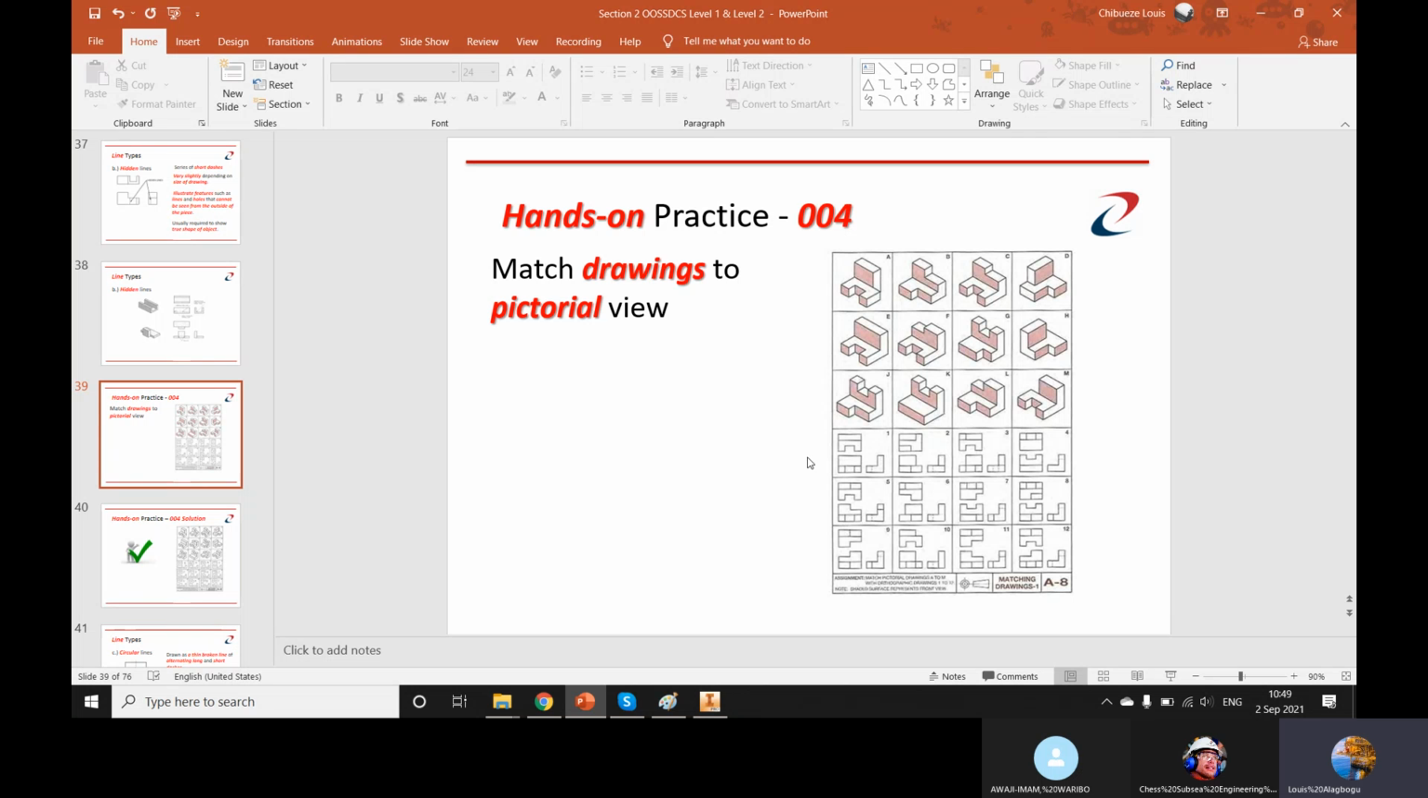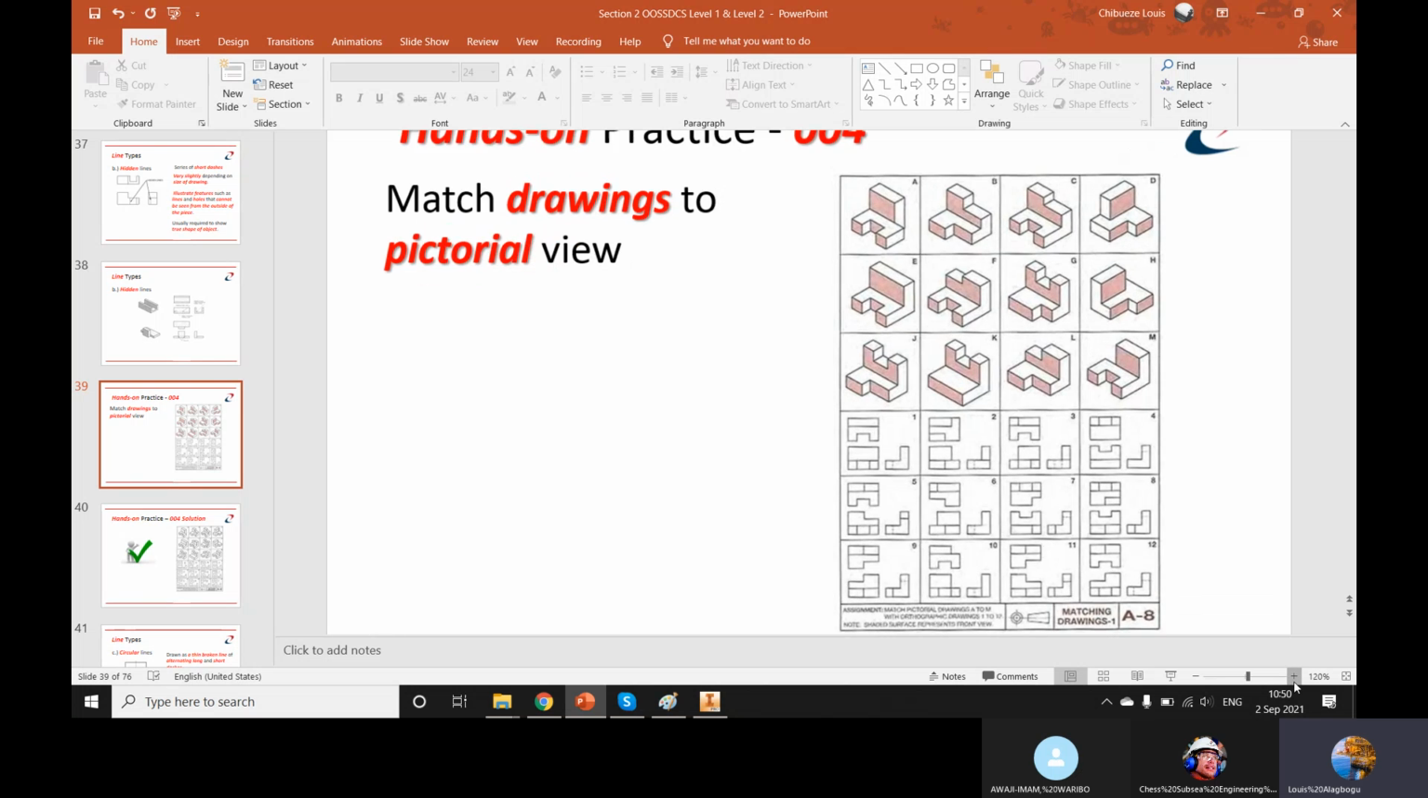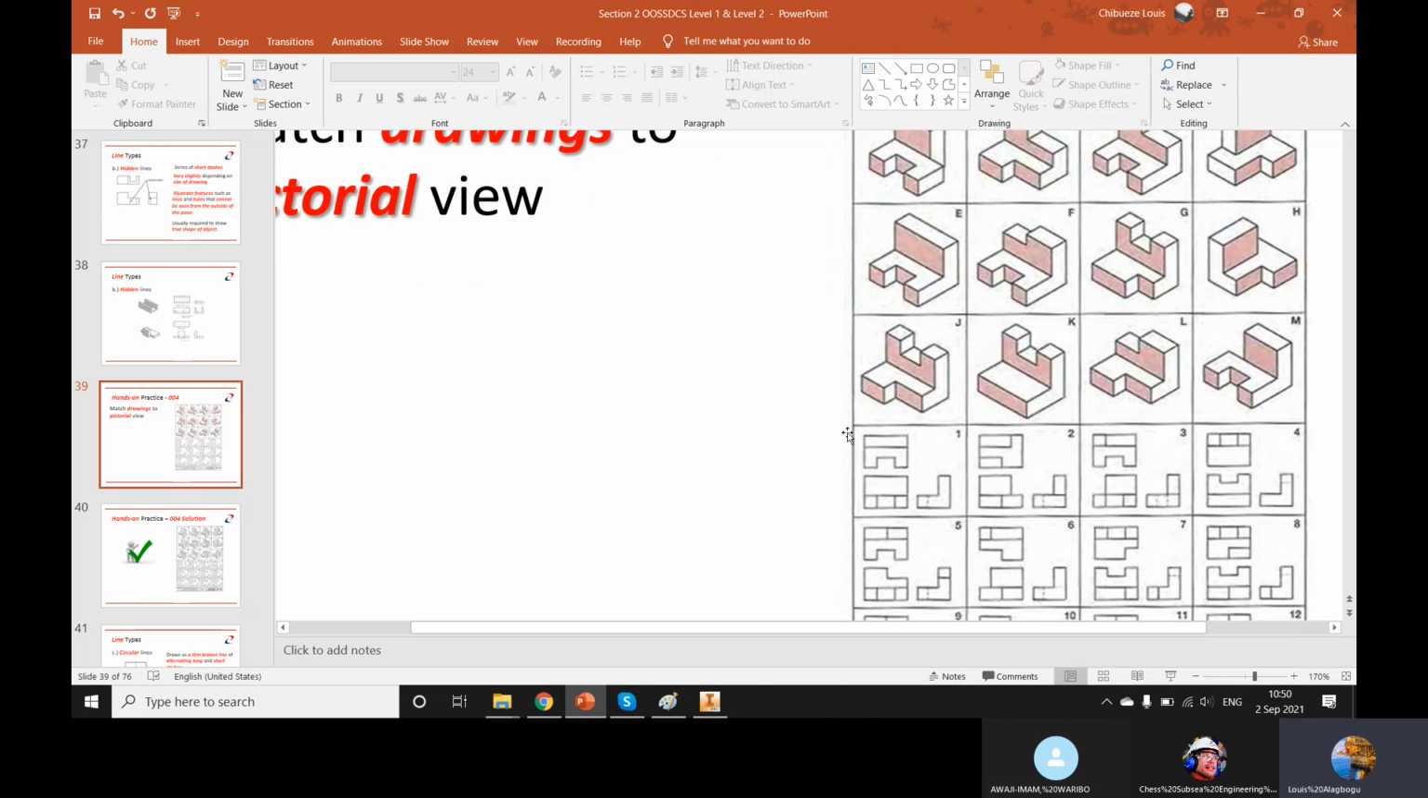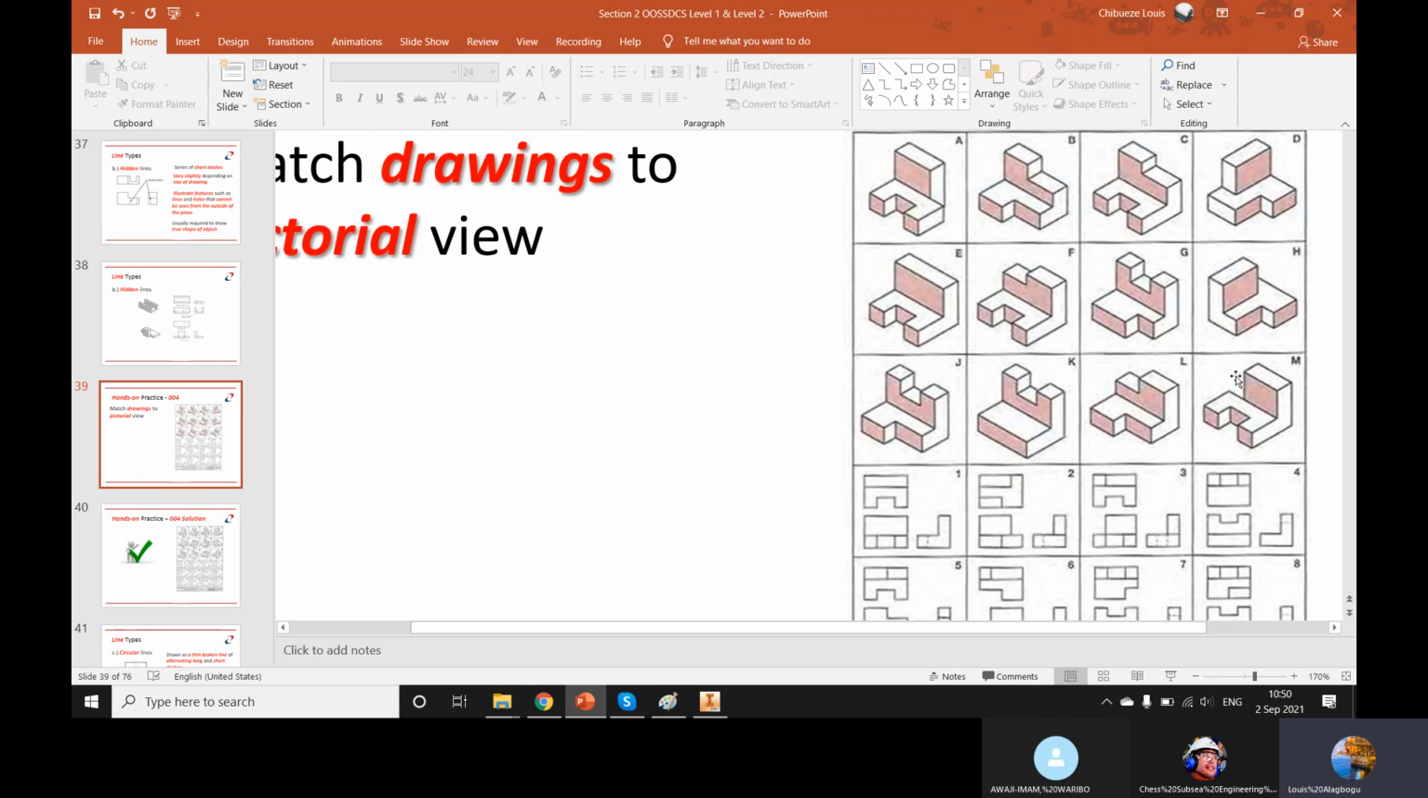Okay, now this practice: to match the orthographic drawings with the isometric. Choose one. Okay, let me do one first. I can already see that E matches with number 1. So which one do I choose? Do I identify? Yeah, look for the one that matches with number 2.